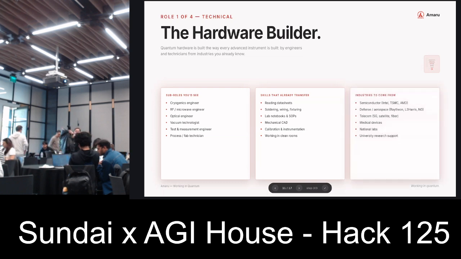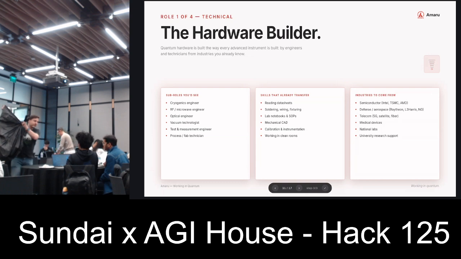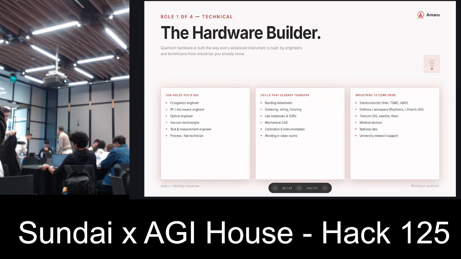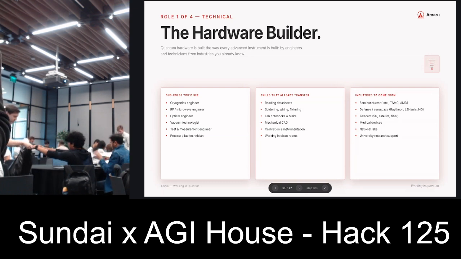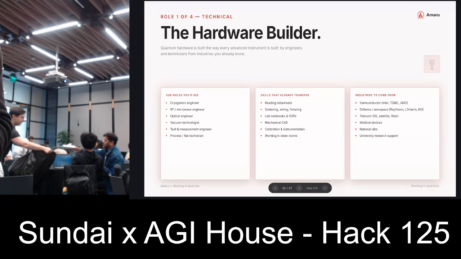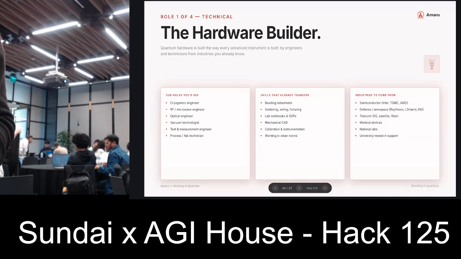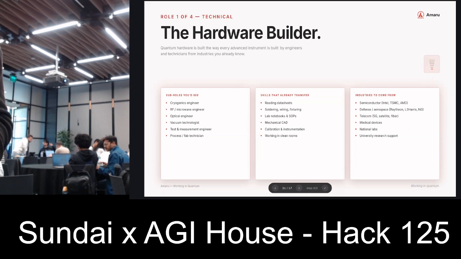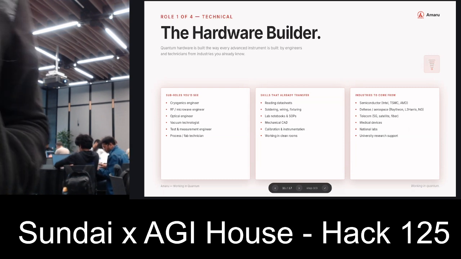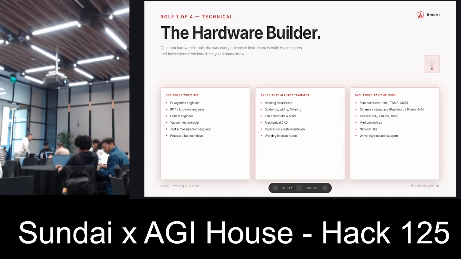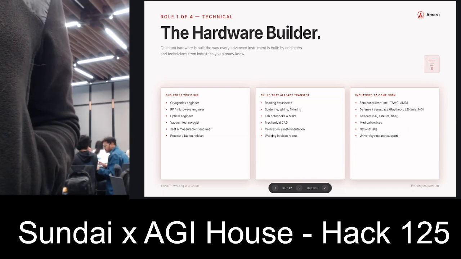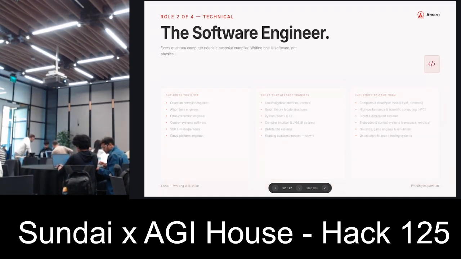And some of the industries that people are coming from to be in these spaces are semiconductors, defense, aerospace, telecom, medical device, national labs, even university and research support. There are folks who have been working in quantum computing at MIT and even not at MIT, who have been getting experience in the hardware build and making their way into these companies.